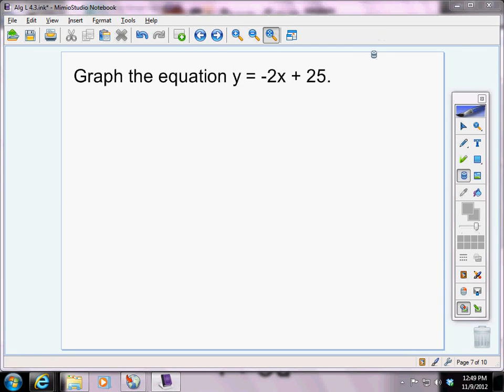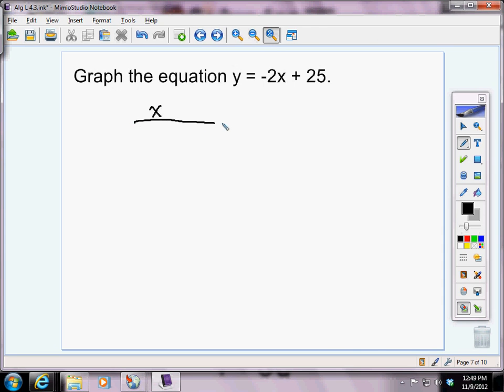Let's look at an example of how we can use our intercepts to graph a linear equation. This is graph the equation y equals negative 2x plus 25. So again, to graph using intercepts, we first have to find the intercepts. The way we do that is I'll create my table here. I'm going to input a 0 for x and solve for y.